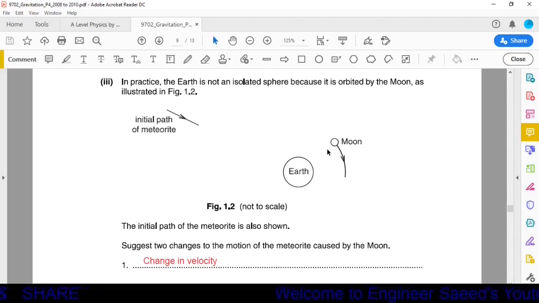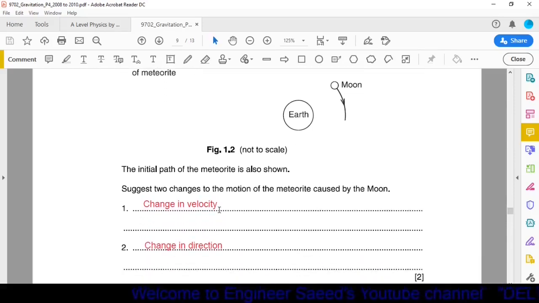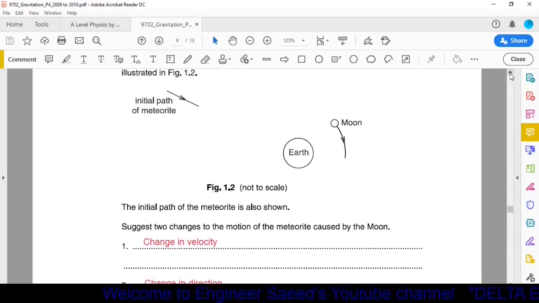There is the moon, and on the meteorite there will be a force of attraction because of the moon, and because of this force of attraction this meteorite can change its path. So we can say it can change its path and also its velocity can be varied. So what are the changes caused by the moon? One, change in velocity, and second, change in direction. This meteorite can change its velocity and also change its direction because of the force of attraction of the moon.